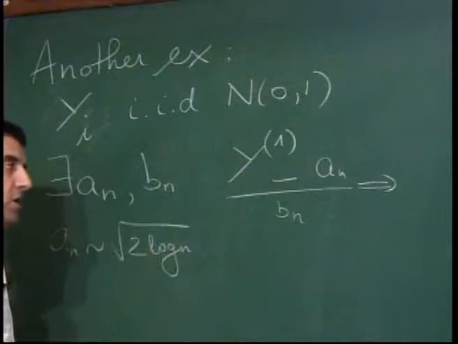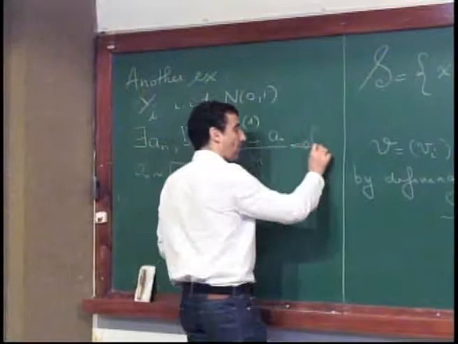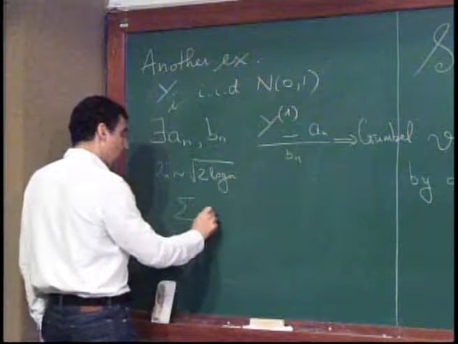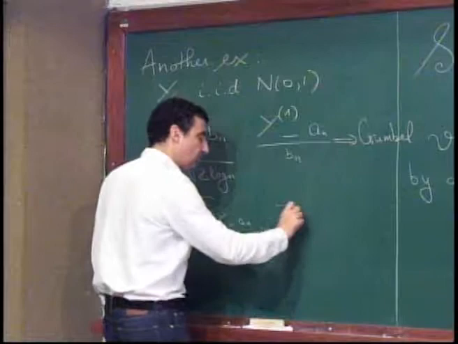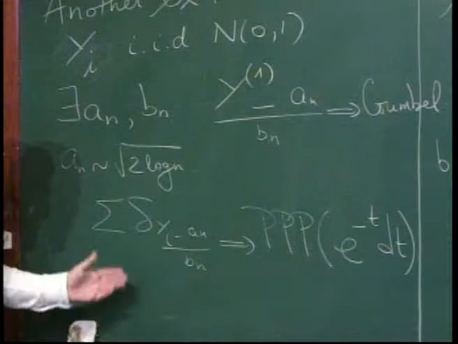But what is the limit here? The limit now is not heavy tail. It's, in fact, the Gumbel distribution. And so, when you look at this, the sum over i of Y_i minus a_n divided by b_n, this converges to a Poisson point process with an exponential intensity measure. Okay? So that's very different. It falls off very quickly, and that's all there is.